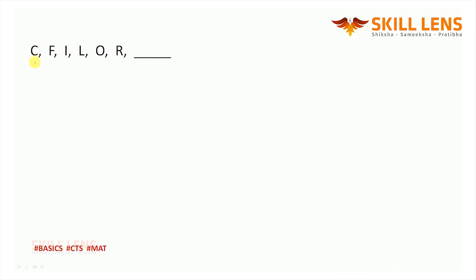Let's see the question. 3rd letter, 6th letter, 9th letter, 12th letter, and what is going to be here? 15th letter, and this is the 18th letter. So plus 3, plus 3, plus 3, plus 3, plus 3. So next has to be plus 3. 18 plus 3 is going to be 21. The 21st letter is U. Once you know the place positions, you can arrive at the answer very easily.